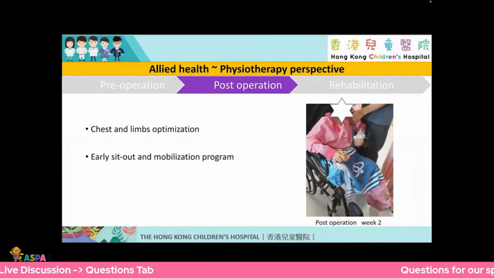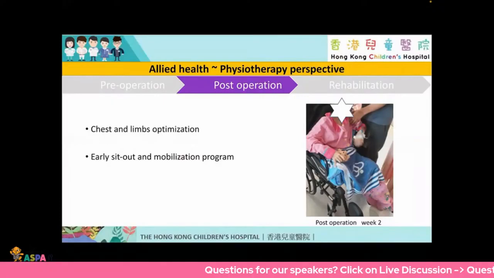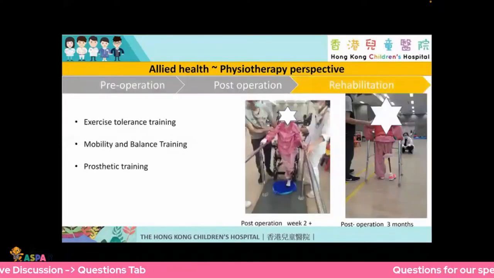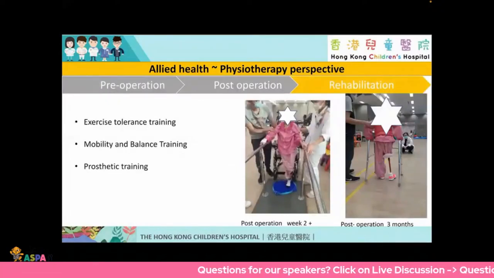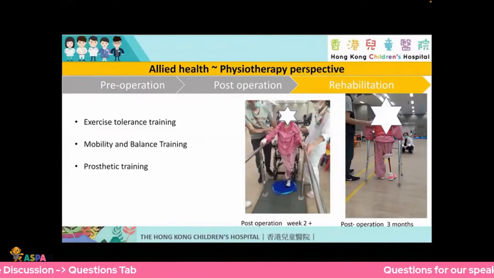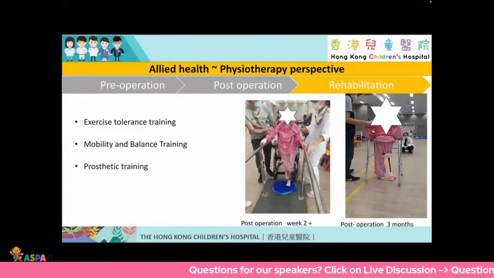And actually, it is really difficult for her to go into a sitting posture after a hip disarticulation. This is a totally different posture. And then once the girl is able to leave the bed and wheelchair, they take her to the gym for early mobilization, exercise tolerance training, standing balance training. And by 3 months, she is already able to walk with assistance.